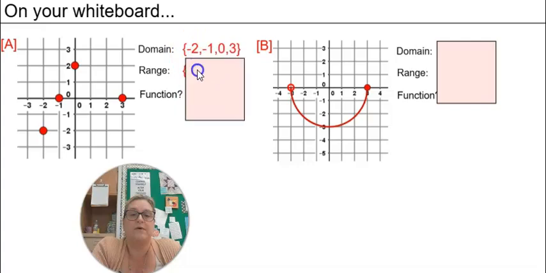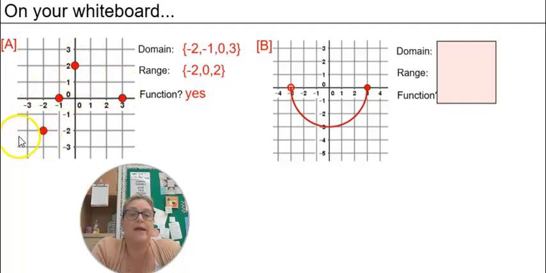Okay, so let's see, we've got a domain of -2, -1, 0, and 3. Right, this is discrete data. It's individual ordered pairs, which makes a scatter plot. The range of this data is -2, 0, and +2. Those are our y values. And the scatter plot passes the vertical line test, so this discrete data is a function.